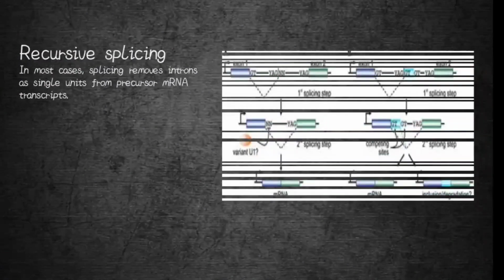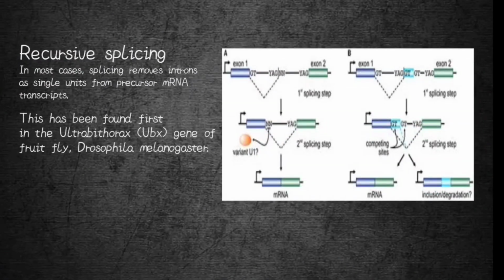Recursive splicing. In most cases, splicing removes introns as a single unit from precursor mRNA transcripts. This has been found first in the ultrabithorax gene of the fruit fly. Next is trans-splicing.